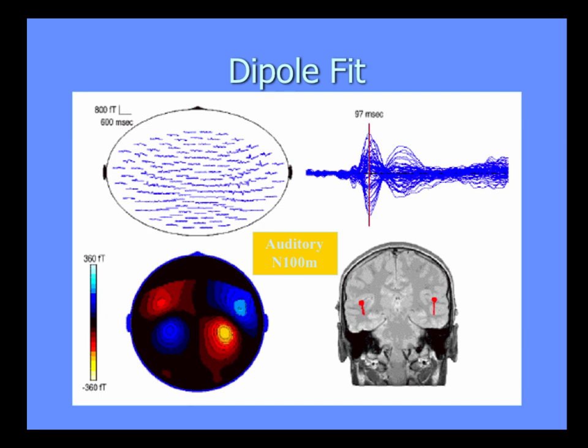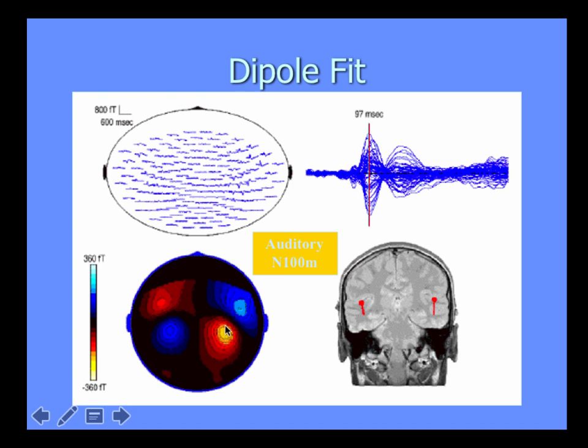Here's an example of the dipole fit. What's happened here is that a tone pip has been presented binaurally to both ears. This is the evoked field that you get if you take all the channels and signal average to an event marker for, say, 100 of these tone pips. And this is the pattern you would see on that two-dimensional topogram. What you're seeing are two dipoles.